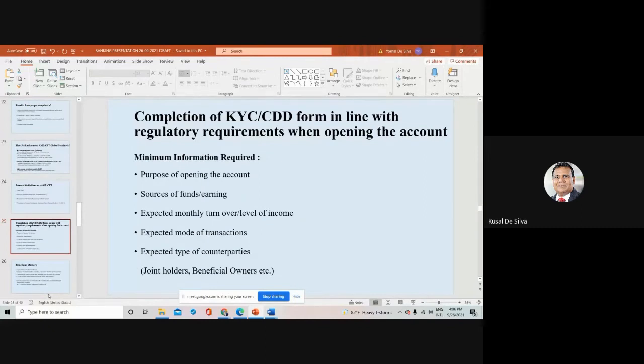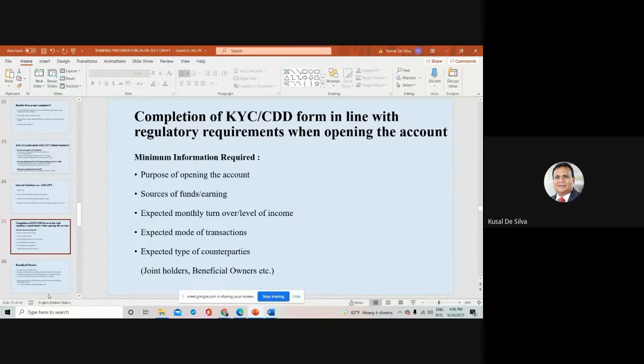If you miss the first point, then customers will take us for a ride for the rest of the period. It is very important for us to get the first KYC done. Know your customer. KYC is know your customer, done for our expectation, our satisfaction. Then expected monthly turnover and levels of income. This is very, very important.